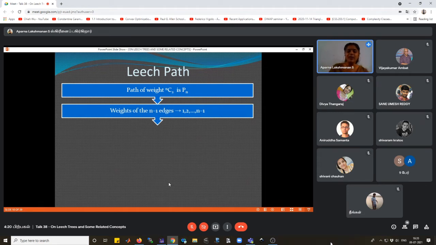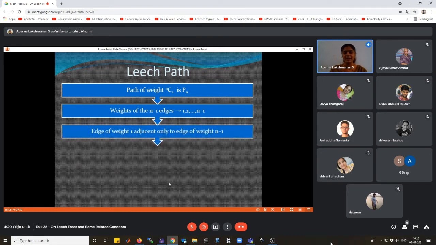But we know that the value of k is less than or equal to n minus 1. Edges are labeled using values from 1 to n minus 1. And k plus 1 must be at least n. So what is k? k must be equal to n minus 1. So from that, we can conclude that the edge which is having value 1 is a pendant edge, and the edge which is adjacent to that is labeled with n minus 1.